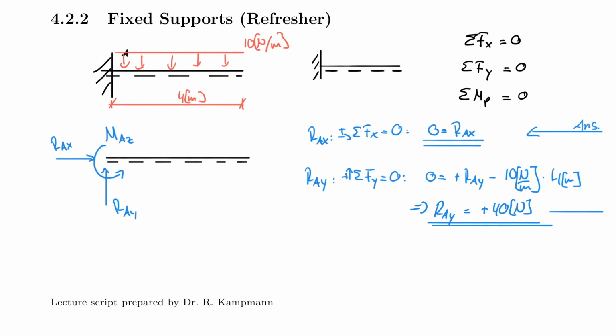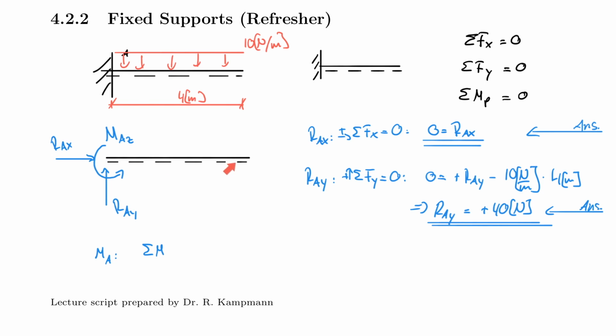And now we are left with the last unknown. And the last unknown would be MA. So MA, I now find this, and this is the first time you see this, I find this by taking the sum of the moments about any point, right? Remember, I can always take the sum of the moments about any point.